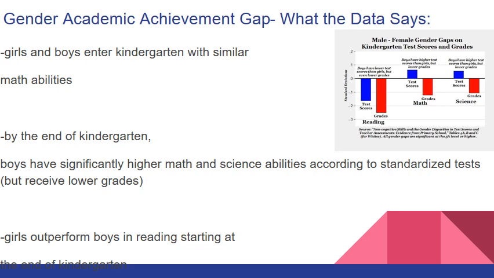According to educational data and research, girls and boys enter kindergarten at the same level in both math and reading. However, by the end of kindergarten, as you can see in the graphic, boys start to score significantly higher on academic achievement tests in math and science. However, something that's interesting to note is that in terms of grades, boys, despite their higher scores on math and science tests, have lower grades in all three subjects. In terms of language arts and reading, girls outperform boys in reading starting at the end of kindergarten.